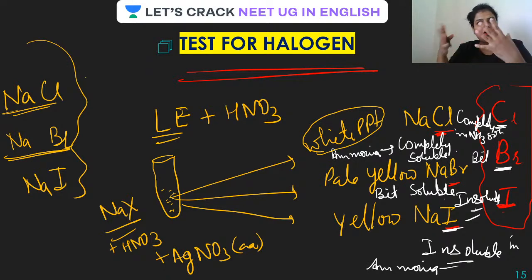Or further away, very yellow, a lot of tension. Okay. Now, if it is chloride, C for completely soluble. That is how we further confirm it by dissolving in ammonia. If C for chlorine, C for completely soluble in ammonia, it is chlorine. If a bit soluble, it is bromine. If totally insoluble, it is iodine.